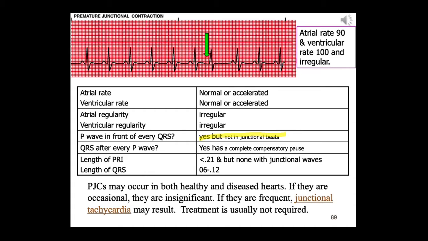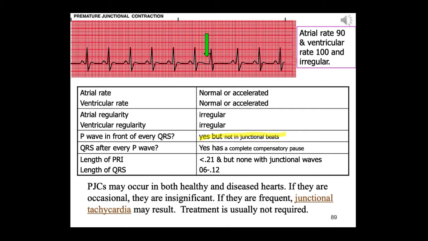The rates can be normal or accelerated. It will be slightly irregular in pattern due to the premature beats. There is a P wave in front of every QRS complex in the underlying rhythm, but we don't see them in the junctional beats. And if we do, they will be inverted. There is a QRS complex after every P wave, and in junctional premature beats, we do have a complete compensatory pause. The PR interval is typically a little shorter in those junctional beats, but otherwise normal, and the QRS width is normal.